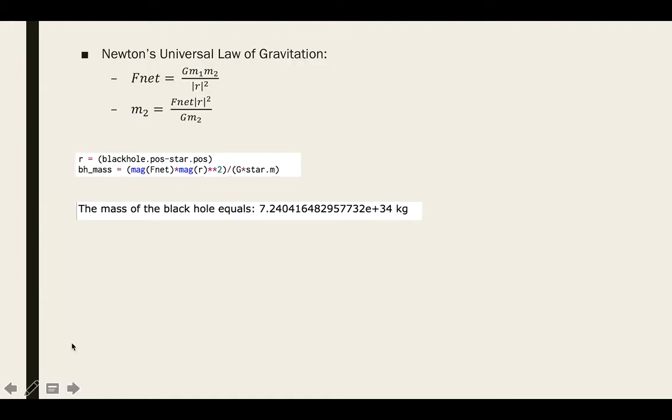So once we found the net force, which is equivalent to the gravitational force on the star, we can use Newton's universal law of gravitation to solve for the black hole's mass. If we rewrite the law, the mass can be found by finding the net force times the radius squared divided by the constant g times the star's mass. Once my model has finished running, I can see that the mass of the black hole is approximately 7.24 times 10 to the 34 kilograms.